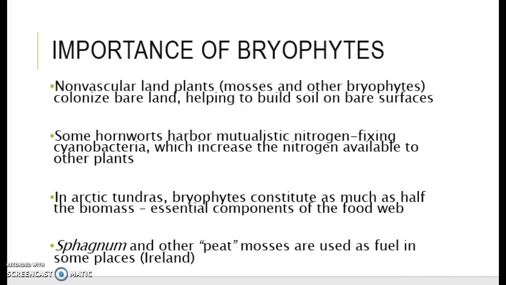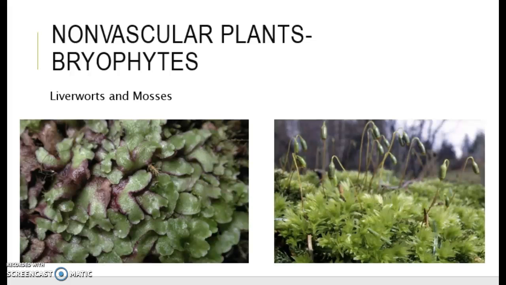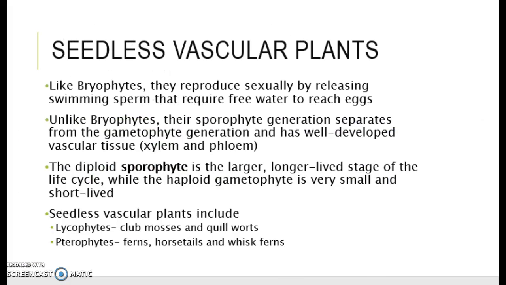Here are some importance of the bryophytes. Non-vascular land plants, some are hornworts and harbor mutualistic nitrogen-fixing cyanobacteria. In Arctic tundras, the bryophytes constitute as much as half of the biomass. And we also have things like peat moss that are used for fuel in some places like Ireland.